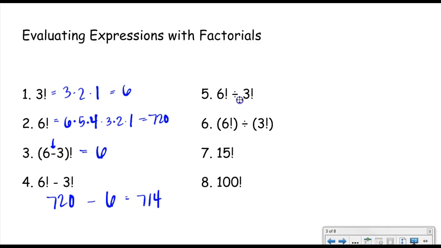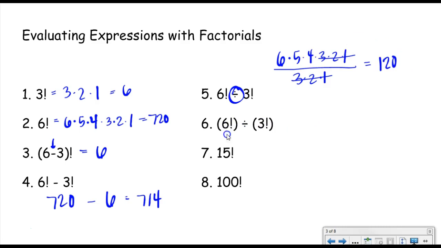6 factorial divided by 3 factorial. Now this one's different because I'm dividing. So I have 6 times 5 times 4 times 3 times 2 times 1 over 3 times 2 times 1. What do you notice is on top and bottom? 3, 2, 1. I'm going to cancel those out, which is kind of exciting. So I do 6 times 5 is 30, times 4 is 120.